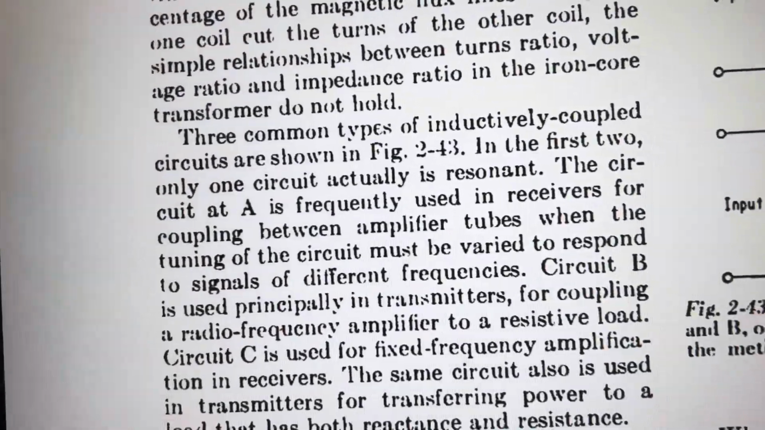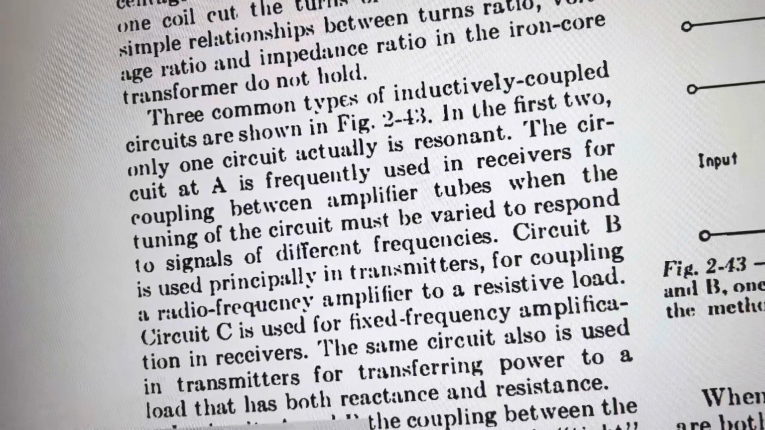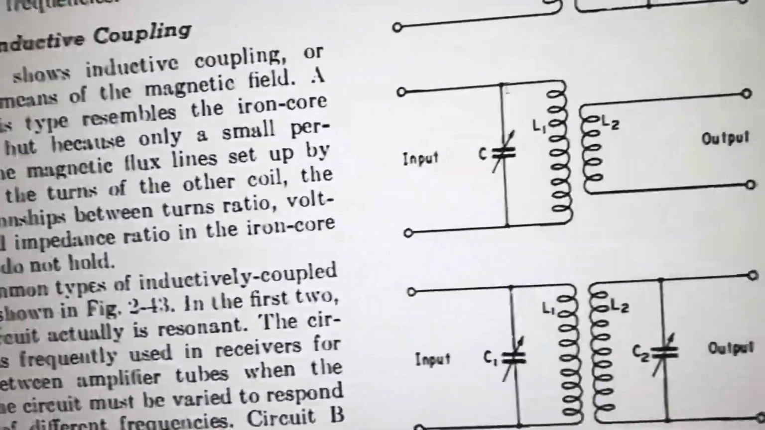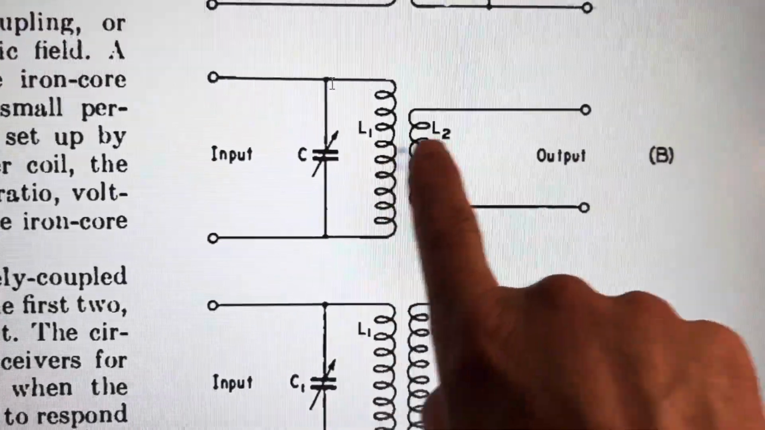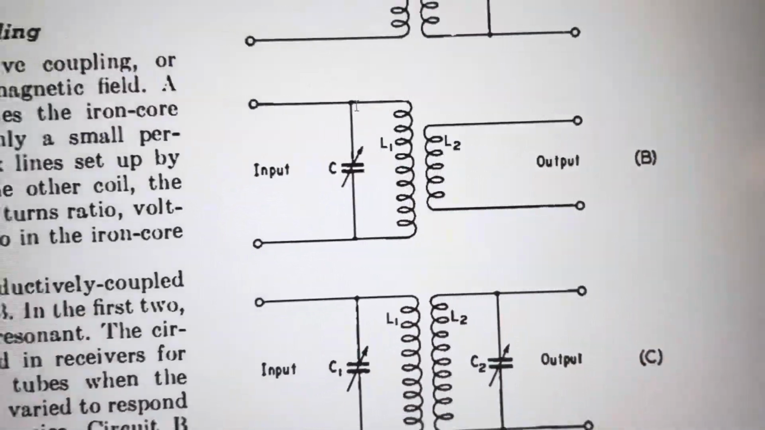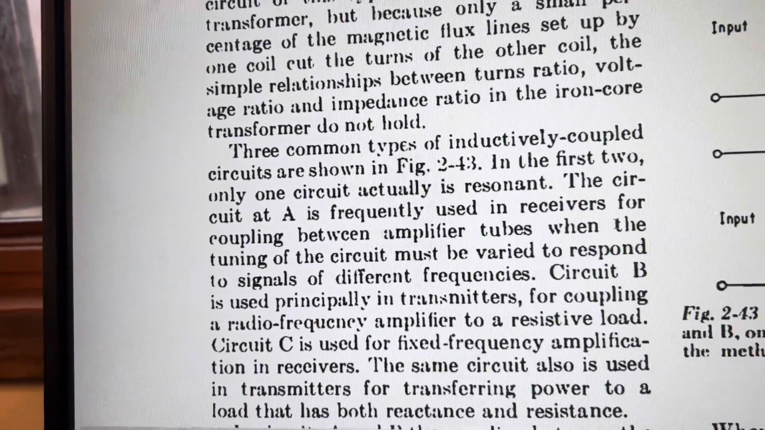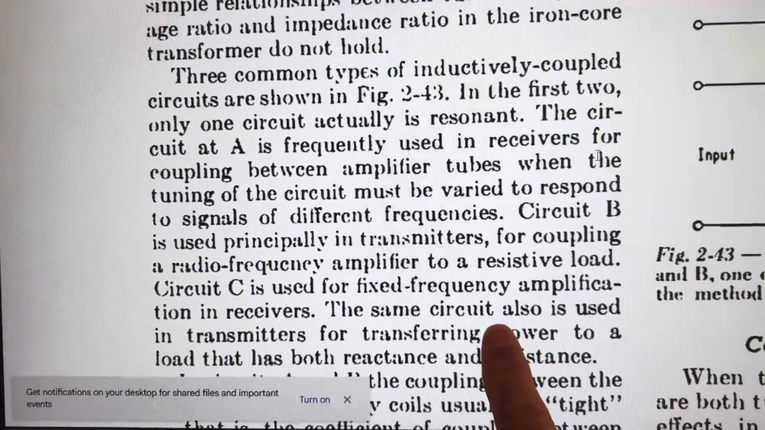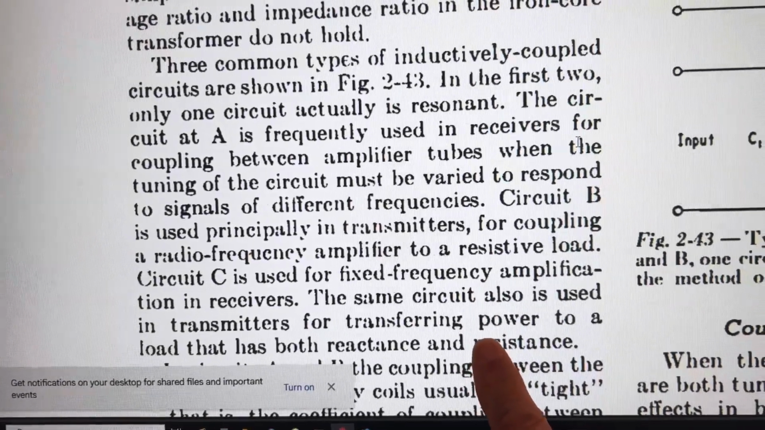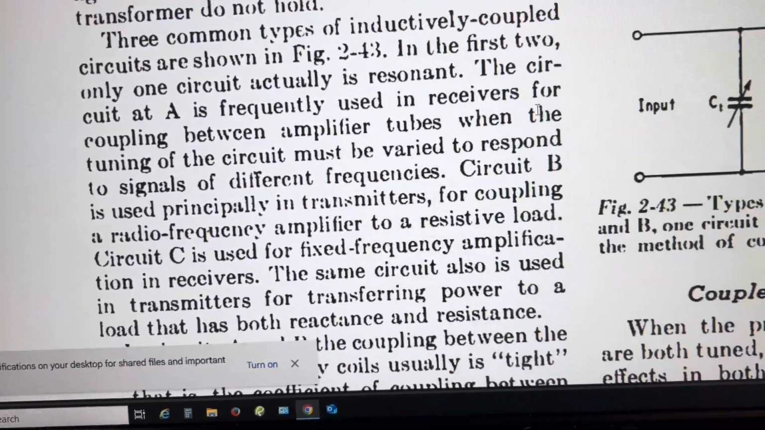Circuit B is used primarily in transmitters for coupling a radio frequency amplifier to a resistive load. So maybe this is where you connect up to a dummy load or antenna input. I don't know. I got to read this stuff. And then C is used for fixed frequency amplification in receivers. The same circuit is also used in transmitters for delivering power to a load that has both reactance and resistance.